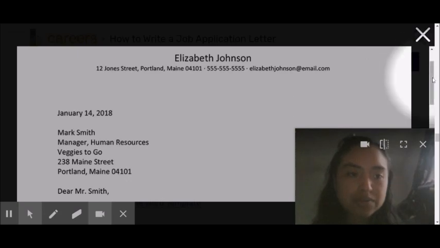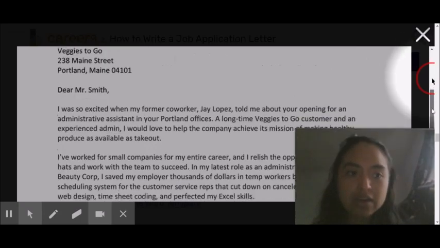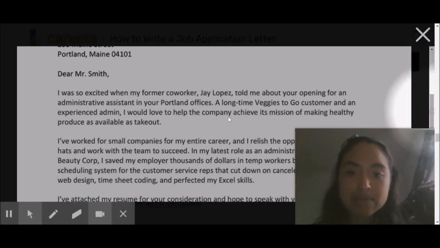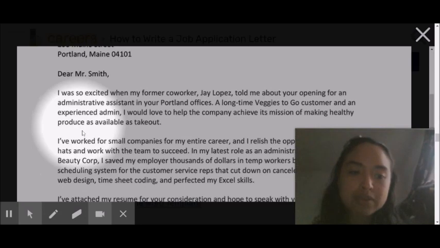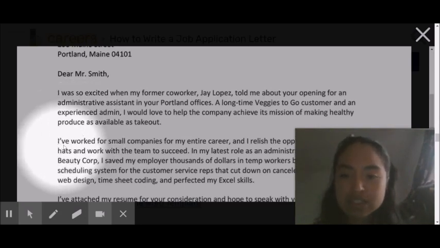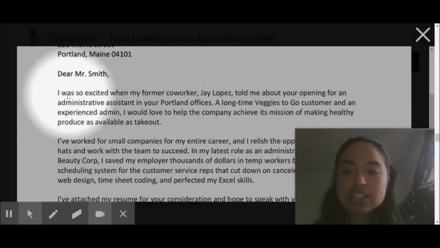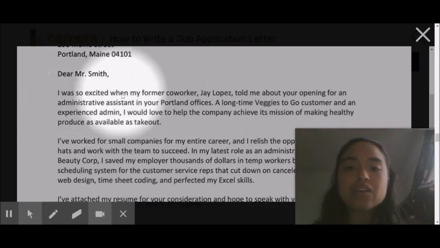If we scroll down, we can start to see the body of the letter. In this letter, we have only 2 paragraphs with a formal register, except for a few contractions I noticed. This is one of them. We usually don't use any contractions of any sort in a formal register. The first line, she is stating her subject line, which is that she is applying for an administrative assistant.